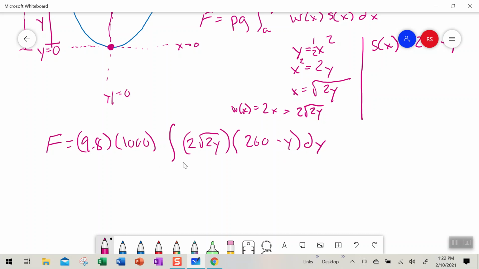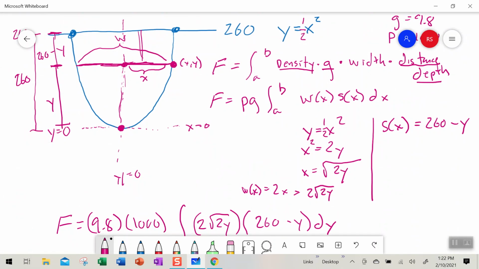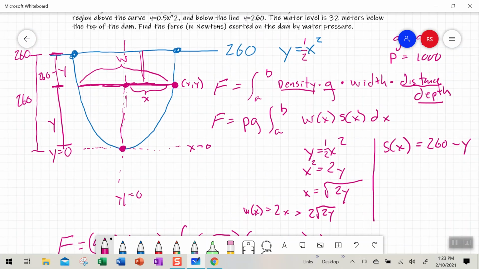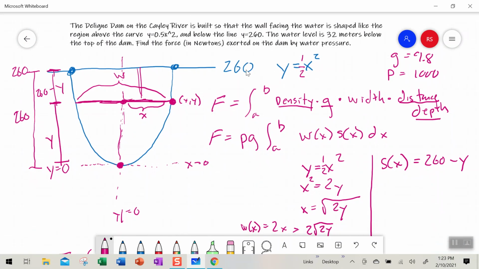Now, what are the bounds of integration? The bounds of integration is where we have water. Remember with these problems, it's where we have water. Well, we don't have water from the top of the dam to the bottom of the dam, do we? No, if we had water all the way up to the top of the dam, then we would be going from y equals 0 to y equals 260. But I do believe it says that the water level is 32 meters below that.